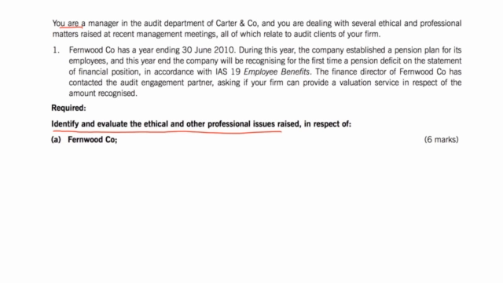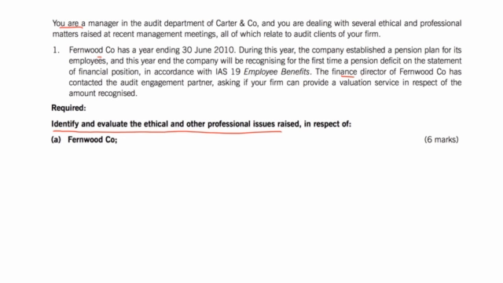So, Fenwood, they've got a year end of June 10. During this year, the company established a pension plan for its employees, and this year, the company will be recognising for the first time a pension deficit, in accordance with IAS 19. The finance director of Fenwood has contacted the audit engagement partner asking if we can provide a valuation service. So, first of all, identify any ethical or professional issues.